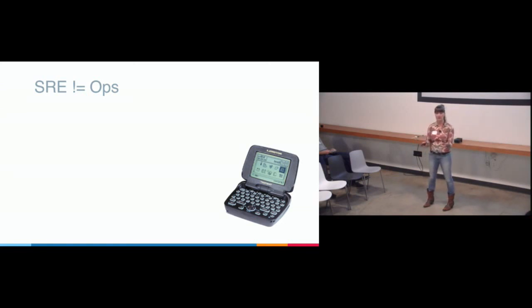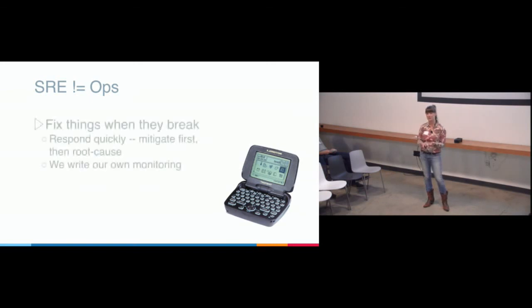We are on the receiving end of issues in production. What this means, though, is the way I like to describe my job is we first fix things when they break, but then we make sure the same problem never happens again. And that's the real distinction. So the fix things when they break part.